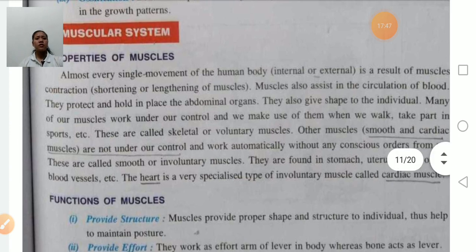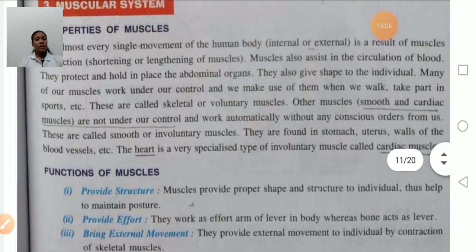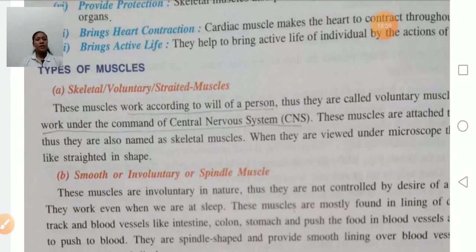Muscles also help in circulation of blood. They also protect and hold in place the abdominal organs. Muscles also provide shape to individuals and protect the bones and internal organs. There are three types of muscle: skeletal muscles, smooth muscles, and cardiac muscles.